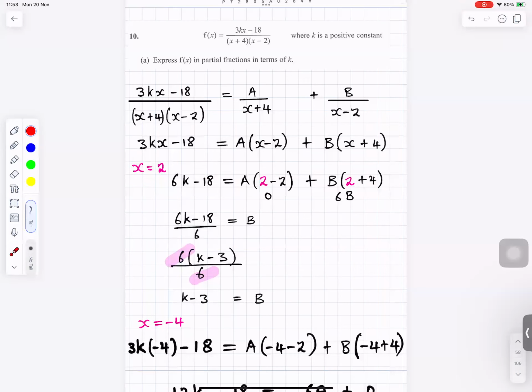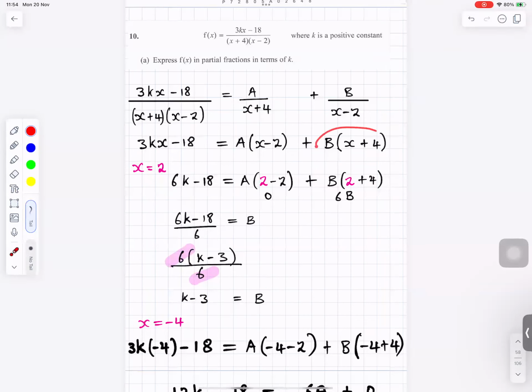Now you want one of them to be 0. You want a to be 0, so you make this one to be 2. The opposite of minus 2 is plus 2, so 2 minus 2 will make that 0. So you put x is 2. This part for a will be 0. The part for b will become 6b. This will be 6k minus 18. So you divide by 6, and you'll get b to be k minus 3.